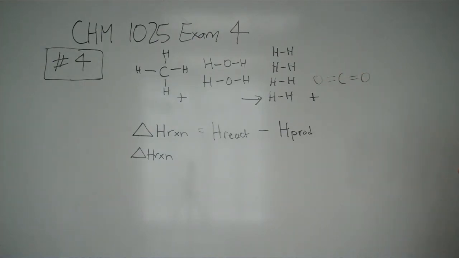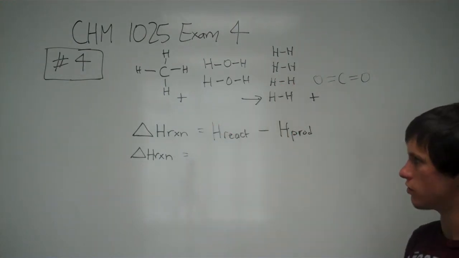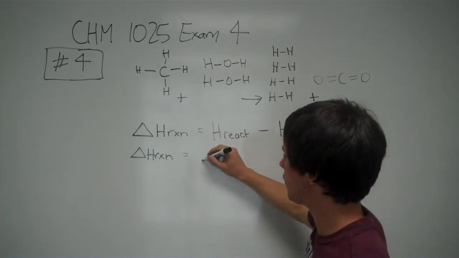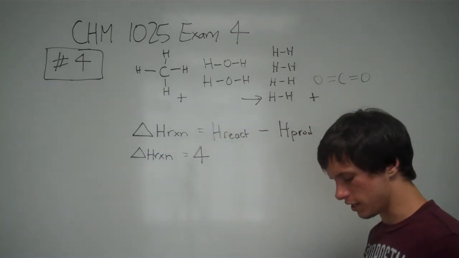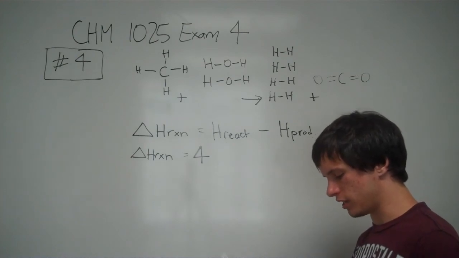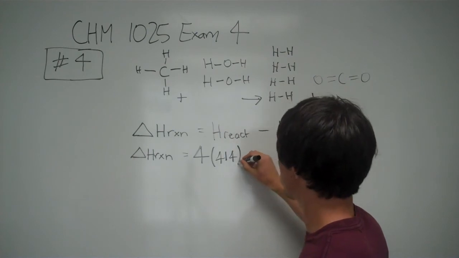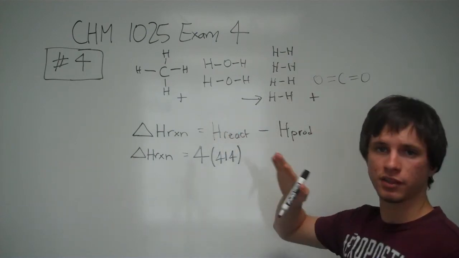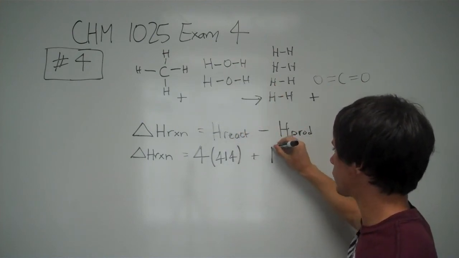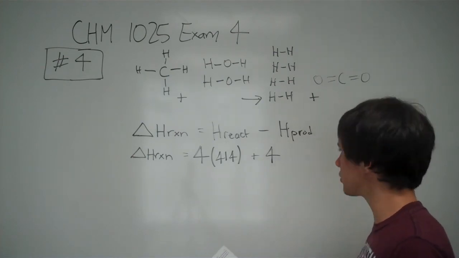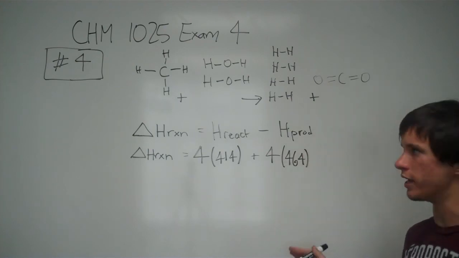Okay? So our delta H of reaction is going to be all the bonds on the reactant side first. So you see we have 4 CH bonds. If we look on the table, the value for a CH bond is 414. Okay? Then next we have not 2, but 4 OH bonds. 1, 2, 3, 4. So we do plus 4 times the value for OH, which is 464. Right? So that's all the reactants.